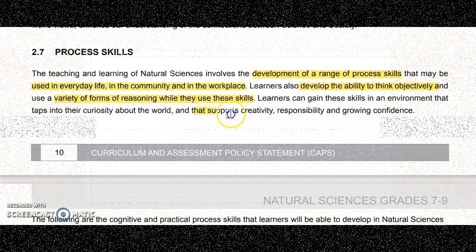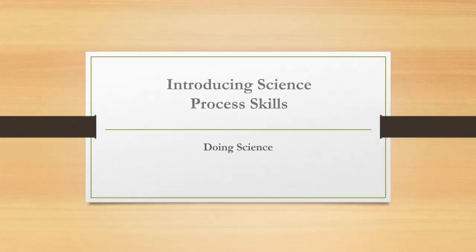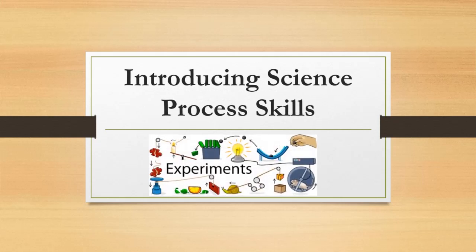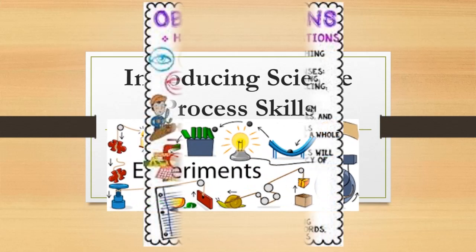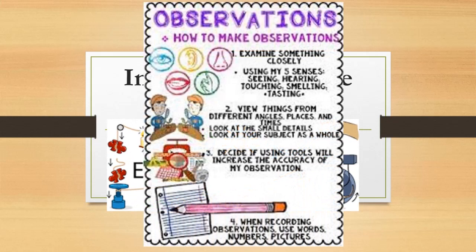And as I said, these process skills are all about doing science. And it's not just the experiments. It's a range of other skills that are developed. You learn your observation skills, knowing how to examine something closely, using your senses to see them, viewing them from different angles, looking at the small details, looking at the subject as a whole, deciding if you need to use tools to help making your observation, and then recording those observations using words, numbers, pictures.